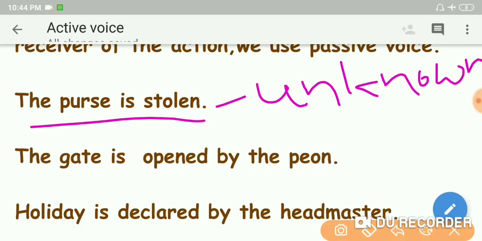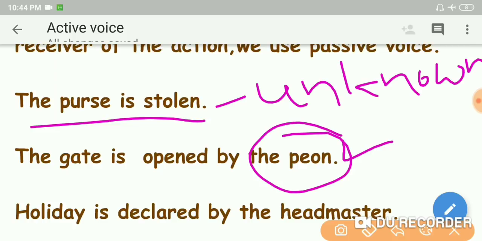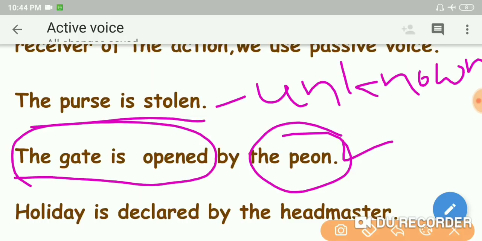At the same time, the gate is opened by the P1. In the second sentence, the doer of the action is unimportant, not so important a person. The important thing is whether the gate is opened or not. That's why importance is given in such conditions, so we use passive voice.